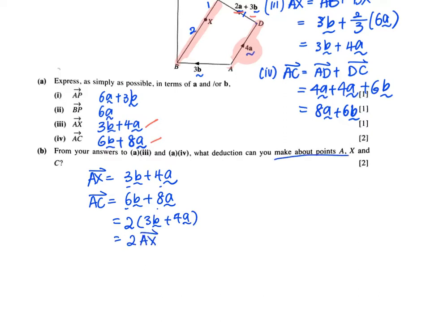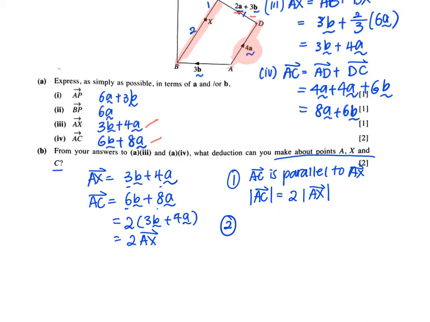And what deduction can you make about the points A, X and C? First of all, if AC is 2 times AX, so AC is parallel to AX. Not only that, the magnitude of AC is 2 times the magnitude of AX. That's number 1. Number 2, I know that there is a common point A. So since A is a common point, A, X, and C are collinear. They form one straight line. Have you gotten the answer? Now we come to the end of today's work, and we'll see you for the next session.